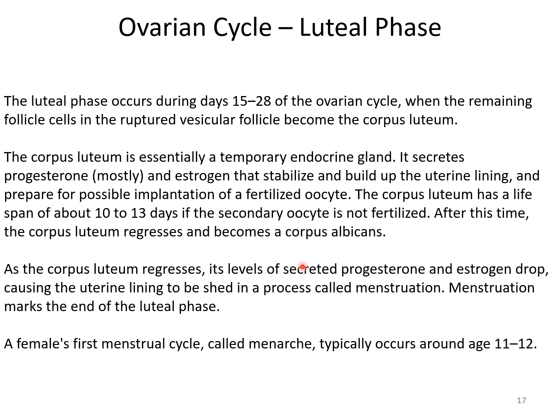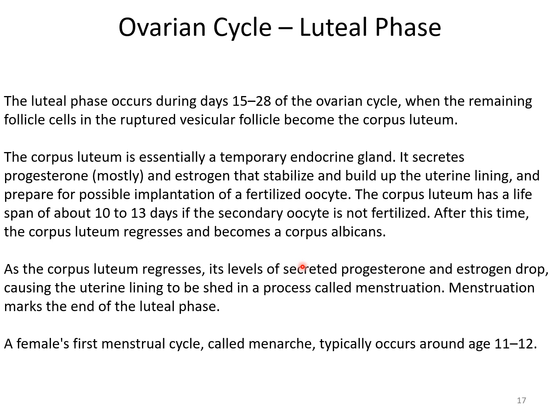Okay, so the luteal phase is going to be between days 15 to 28 of the ovarian cycle. The remnants of the vesicular follicle become the corpus luteum, which is essentially a temporary endocrine gland. It's going to release mostly progesterone, and that's going to stabilize and build up the uterine lining to prepare for possible implantation. So we want to have a thick and vascularized uterine lining so that if the oocyte finds a sperm and gets fertilized in the uterine tube, it's got a nice place in the uterus for implantation.